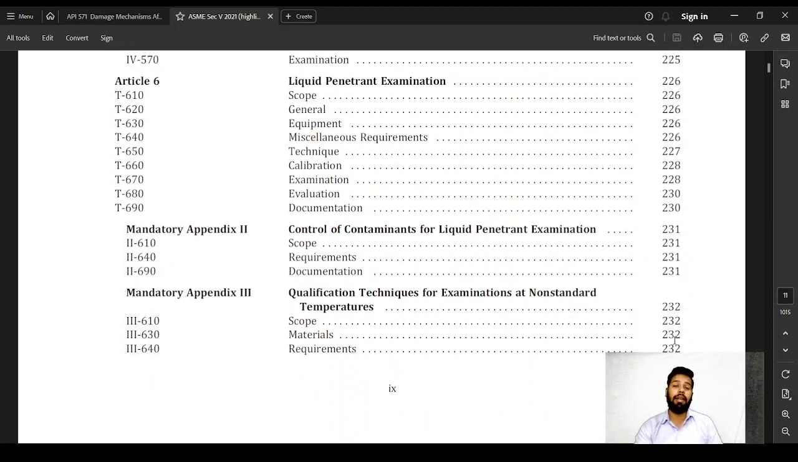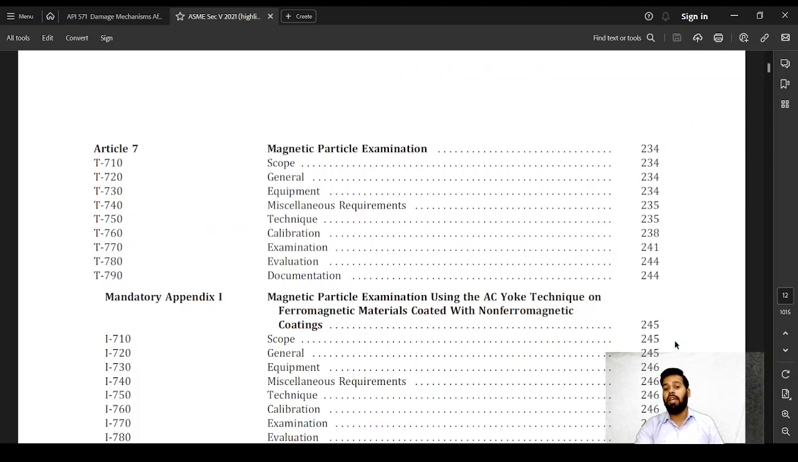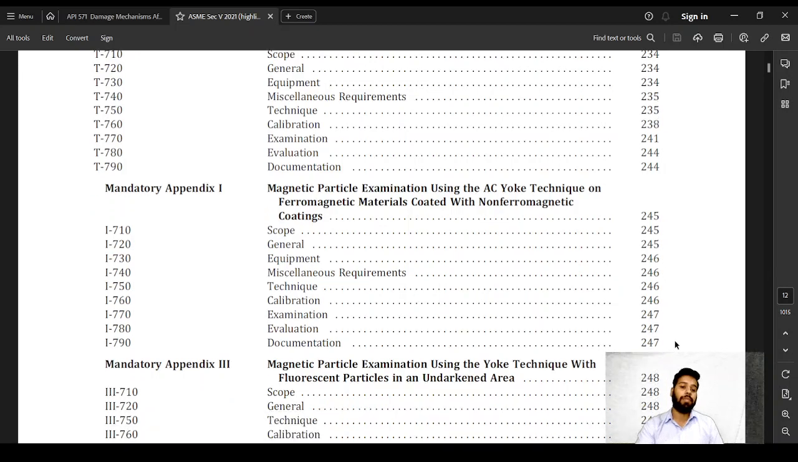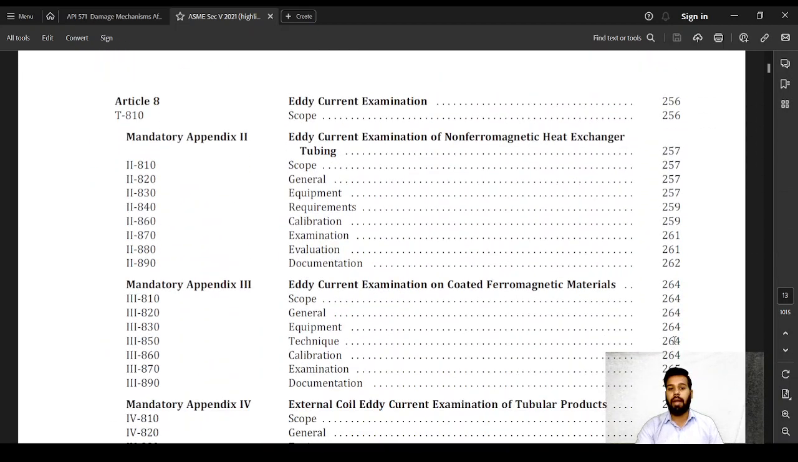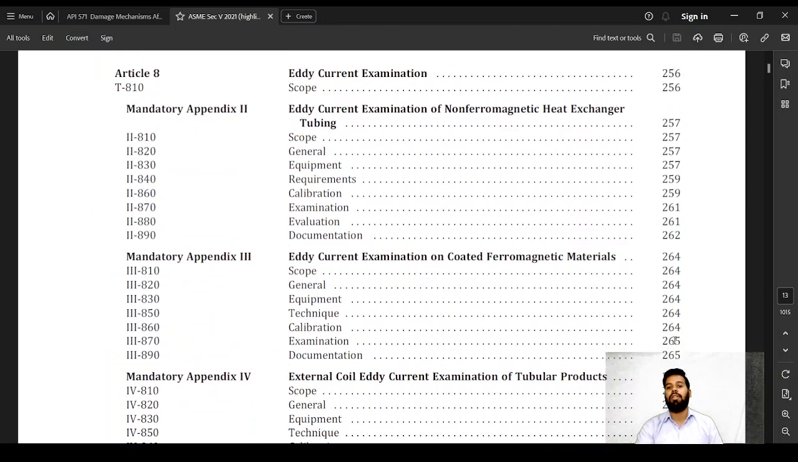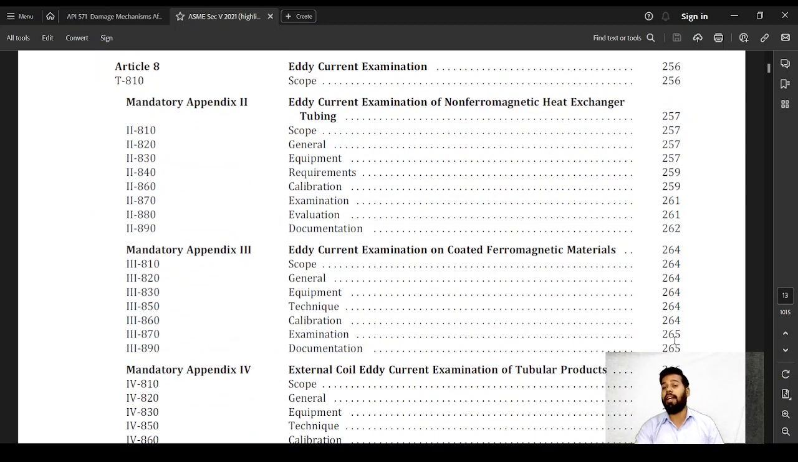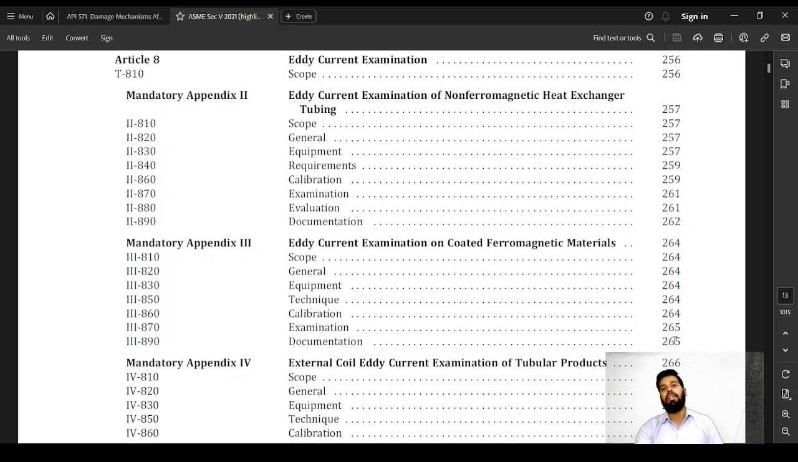We already know that liquid penetrant testing is generally good for identifying surface discontinuities, any discontinuity that is open to the surface. Article 7 is for magnetic particle examination. Article 8 is eddy current examination. We have already seen that eddy current is one of the good methods to identify surface and subsurface discontinuities in conductive or even ferromagnetic materials. These generally have higher sensitivity than magnetic particle examination. They don't just tell you about the defects, they can also tell you about heat treatment, the geometrical features of the component, and coating thicknesses.